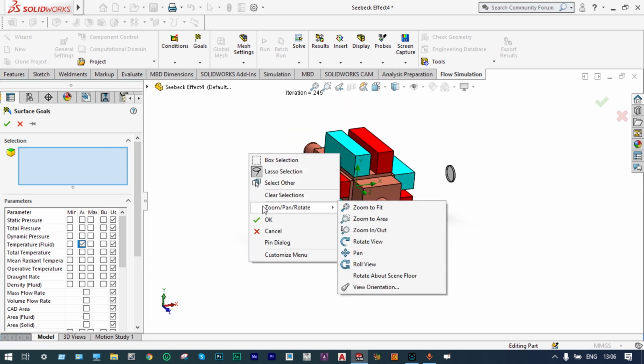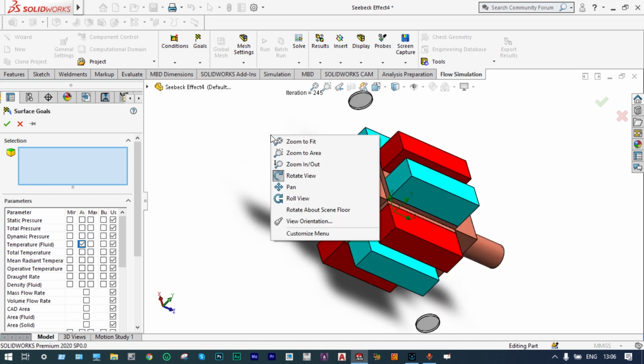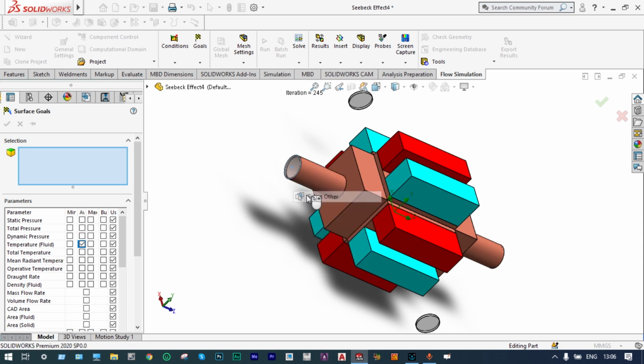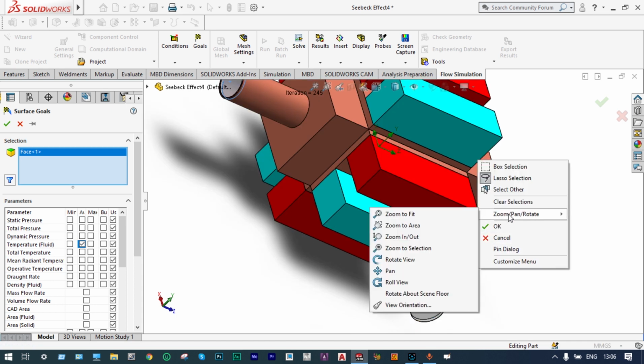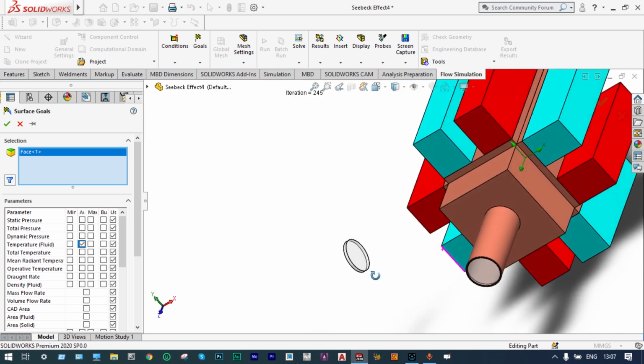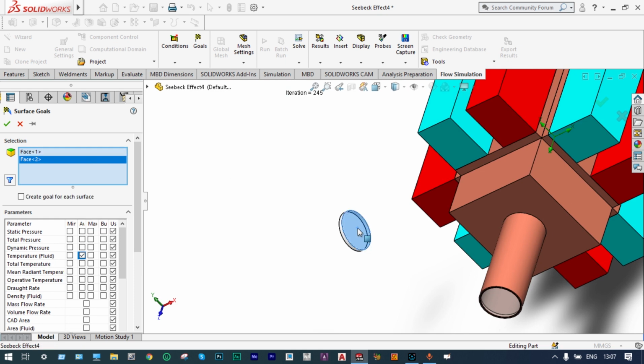We can select the locations by rotating a little bit. This is the hot exit of flue gas. Select other, lead number 4 selected. This is phase 1, and again we have to select this location. Let us rotate a little bit. This is the exit location of cold nitrogen. Okay, so directly you can select the inlet location. Selected. Phase 1 and phase 2 selected. You want to create goal for each surface separately.